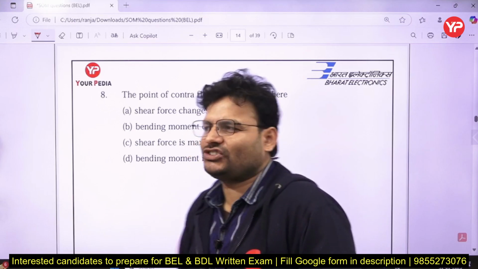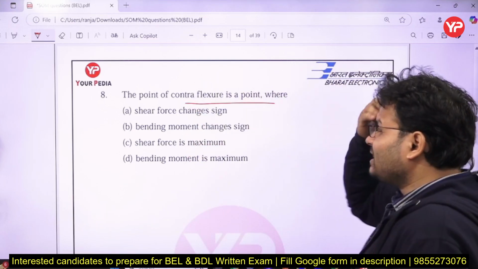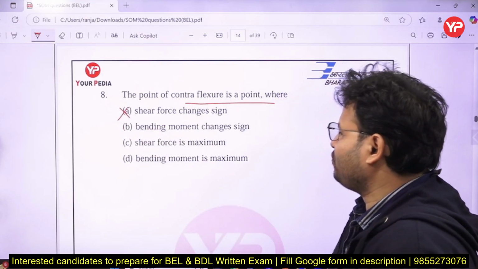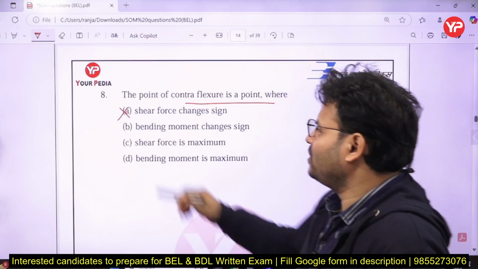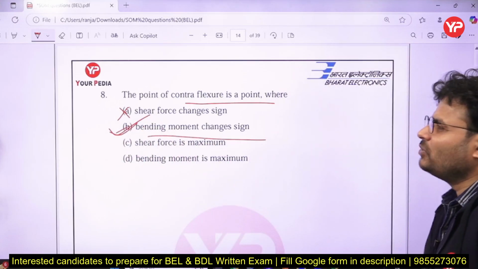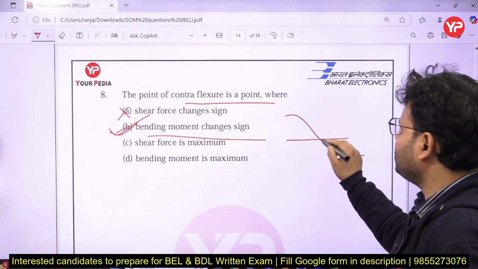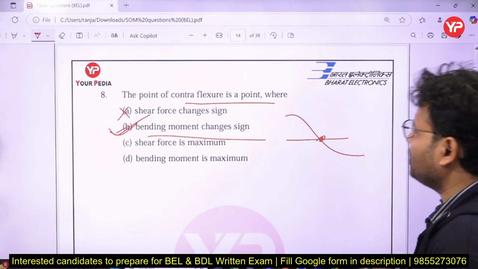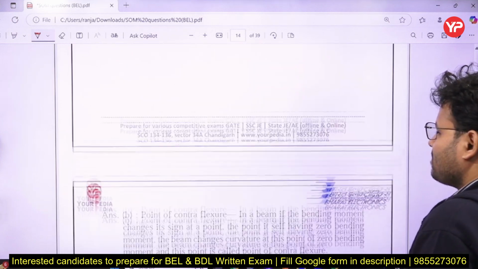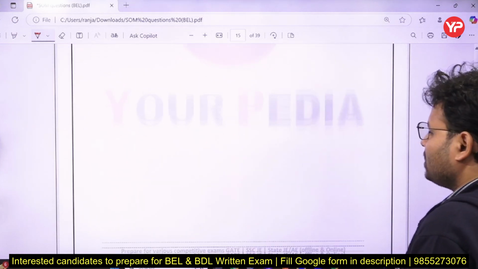Point of contraflexure. So my dear friends, if you talk about the point of contraflexure, the bending moment changes sign, not the shear force being maximum or the bending moment being maximum. So here we can say B is the right answer, where the bending moment changes its sign. Suppose this is the diagram, and like that, that point is called the point of contraflexure, where the bending moment changes its sign. So simply that is it.